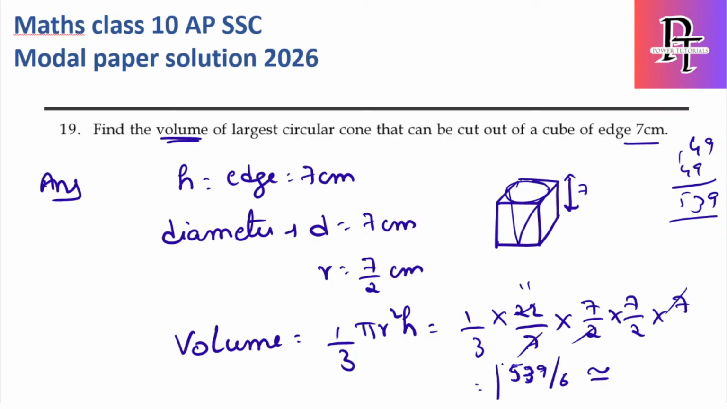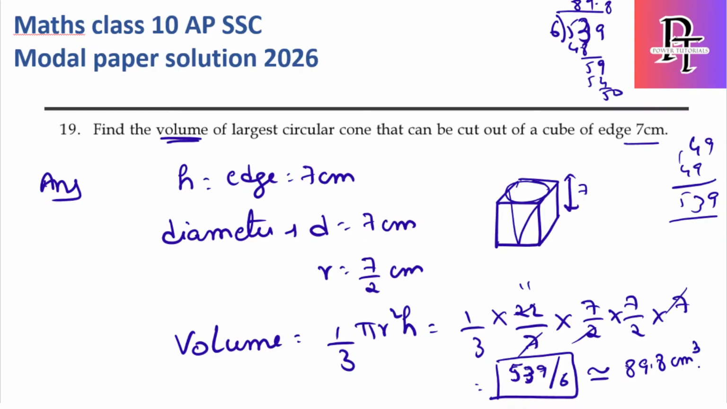539 by 6. Make sure to keep a box like this. I'm using the rough side, a little top, because I don't have the place here, but make sure to do it in the rough side for your end. 6, 539, 6, 8 48, 59, 6 9 54, 50, again 6 8 48. So it is 89.8 centimeter cube, because volume is always in cubic centimeter.